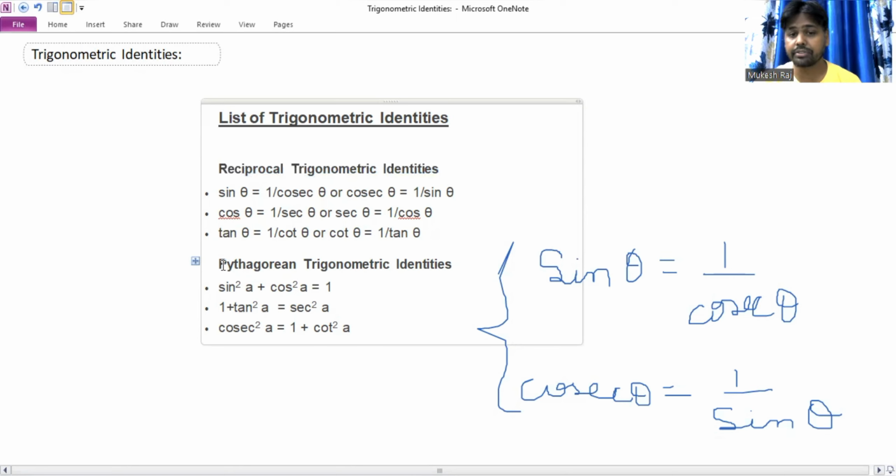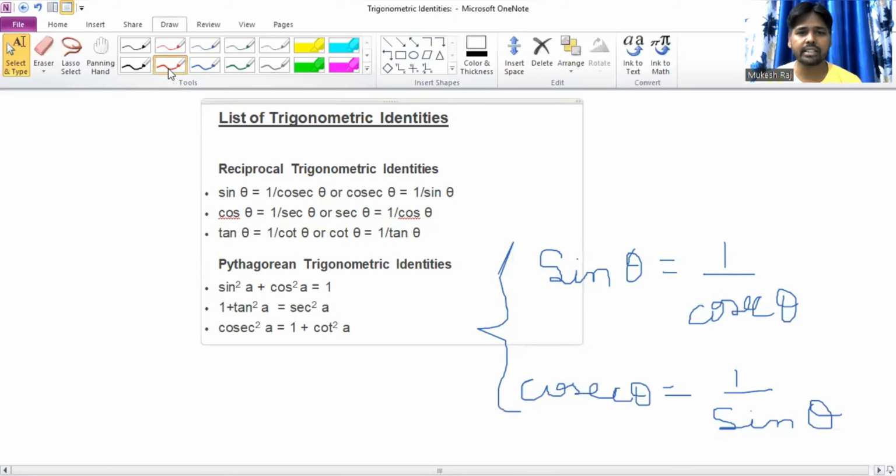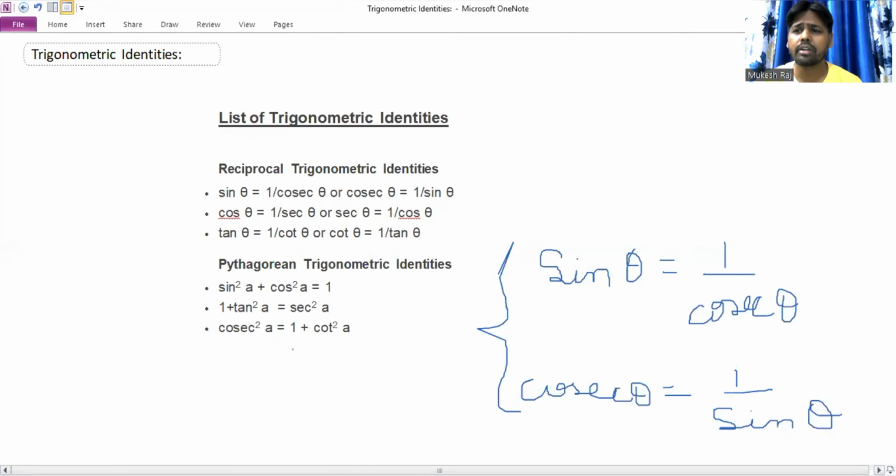The next set of trigonometric identities are the Pythagorean trigonometric identities. We know that the Pythagorean theorem is used only in the case of a right angle triangle. And we have seen in the very initial stages of this trigonometric session that trigonometric ratios are part of a triangle which is always a right angled triangle. That is why here we can use the Pythagoras theorem with respect to the trigonometric ratios.